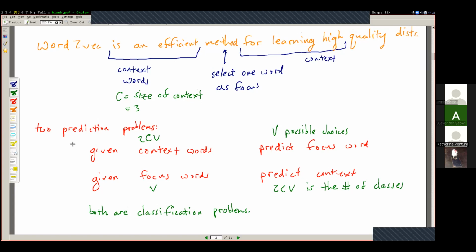This first model up here is often called the continuous bag of words problem, CBOW, where you're given the context words and predict the focus. And then that reverse, that sort of dual problem, is called the skip-gram model. CBOW stands for continuous bag of words. Nobody ever writes it out or pronounces it. It's just CBOW.